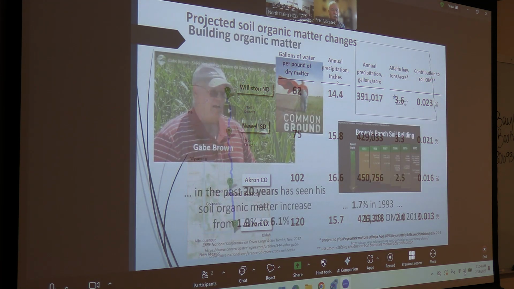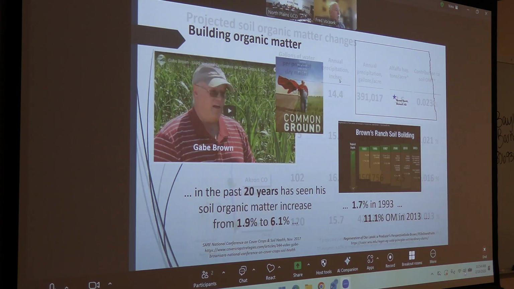So how does that play out in real life? Again, going back across the reports, he has, in 20 years, taken his organic matter from about 2% to 6%. There's another time from about 2% to 11%. So that's pretty significant. That's pretty impressive.